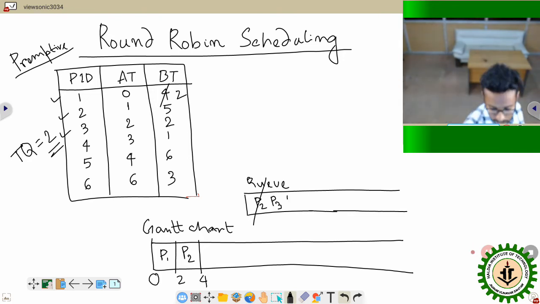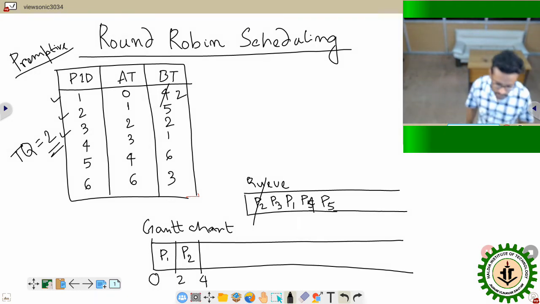Next, within 4 amount of time, how many processes are active? Looking at the arrival times 0, 1, 2, 3, 4, total 5 processes are active, 1, 2, 3, 4, 5. P3 and P1 are already there, so I have to write only process P4 and process P5. Now tell me, is P2 finished or not? No, P2 is not finished, so I have to write it at the very end.